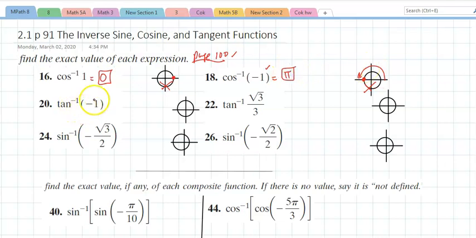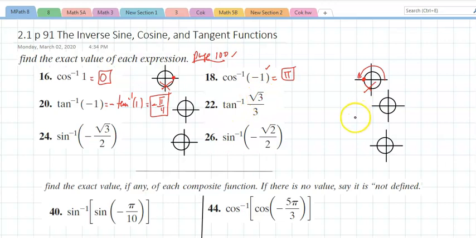Inverse tangent of negative 1. I could get around that by saying that's negative the inverse tangent of 1. The tangent of which angle gives me a 1? That's pi over 4. I could look at that triangle and figure it out.